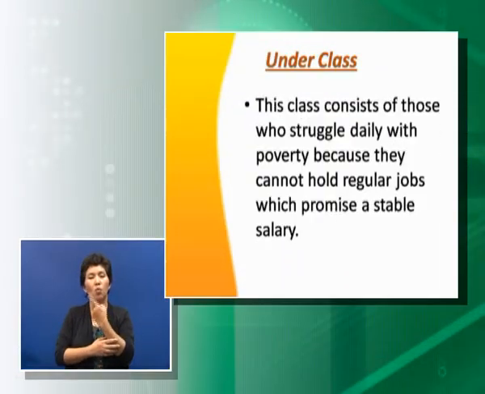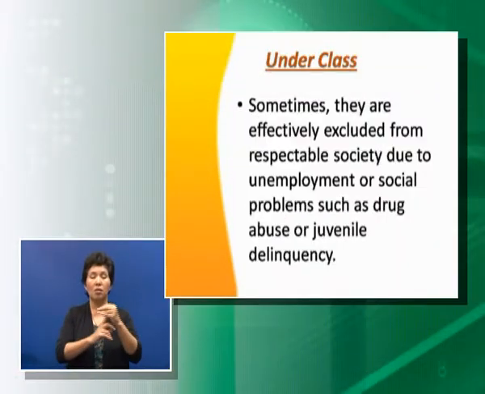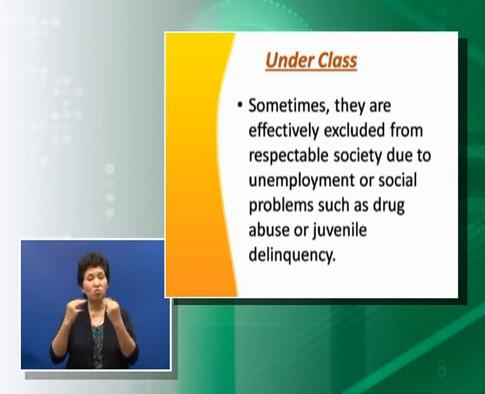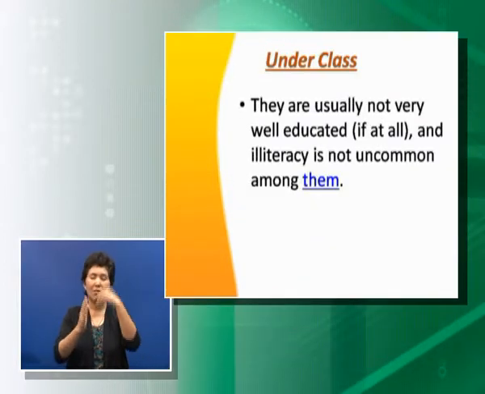Okay, the next one is the underclass group. This class consists of those who struggle daily with poverty, because they cannot hold regular jobs which promise a stable salary. Sometimes they are effectively excluded from respectable society, maybe due to unemployment or social problems such as drug abuse or juvenile delinquency. They are usually not very well educated, if at all, and illiteracy is not uncommon among them.